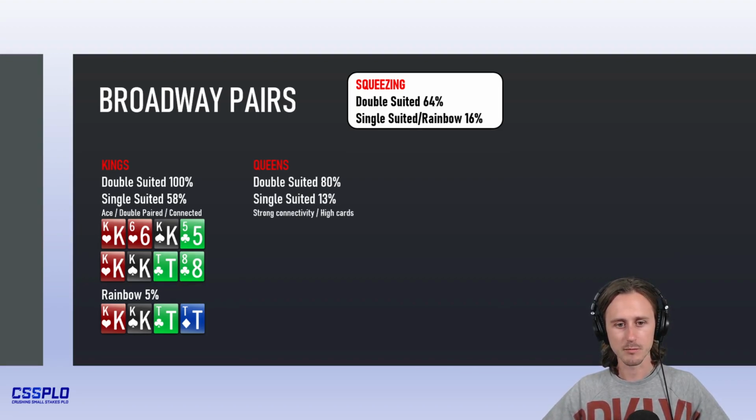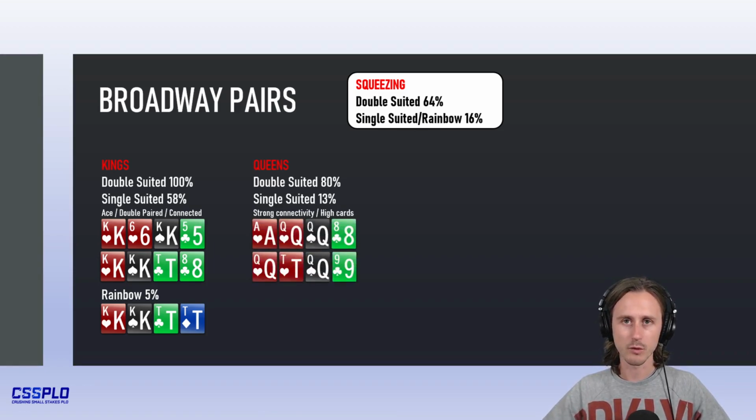Single suited, there is a massive drop going to 13%. Here we must be extremely well connected and we must have 4 high cards in our hand. So there's a massive drop and also a big difference when it comes to playing kings versus queens. Some examples here would be ace, queen 8 with the nut suit and the 8 that is connected there. And also queen 10-9, single suited to the queen, is good enough to come in for the squeeze. But as you can see here, it's important to have that strong connectivity.